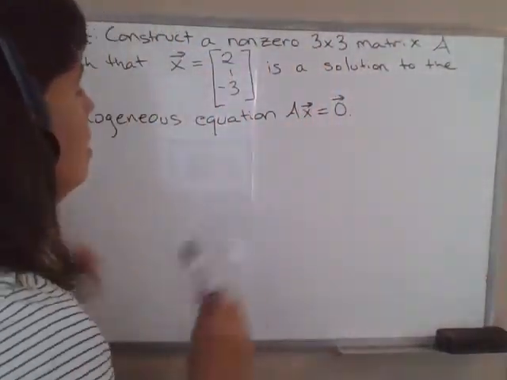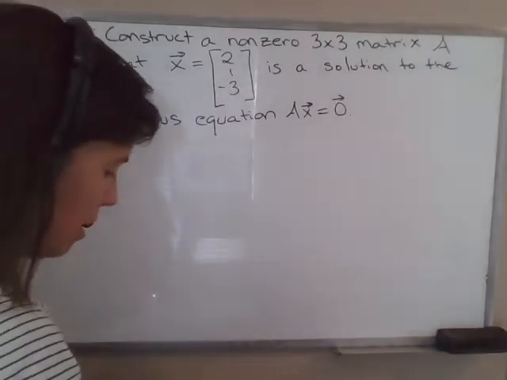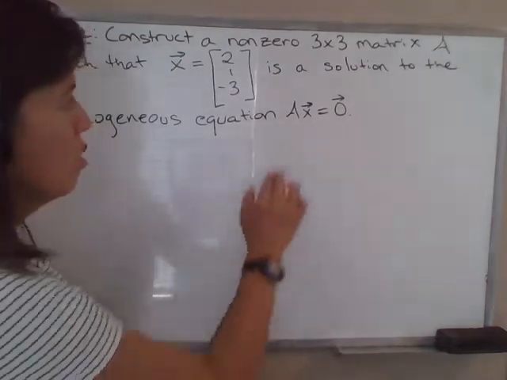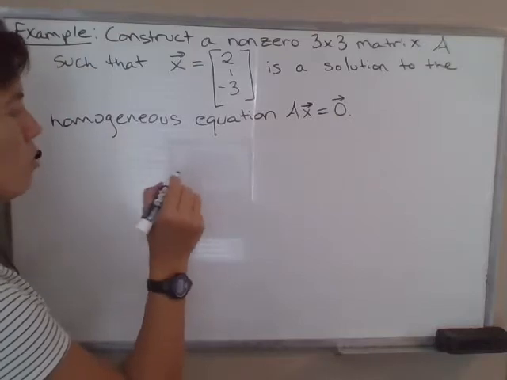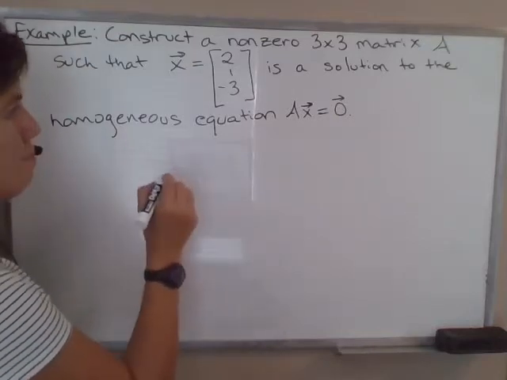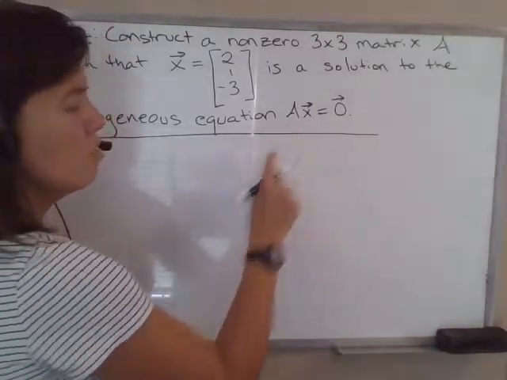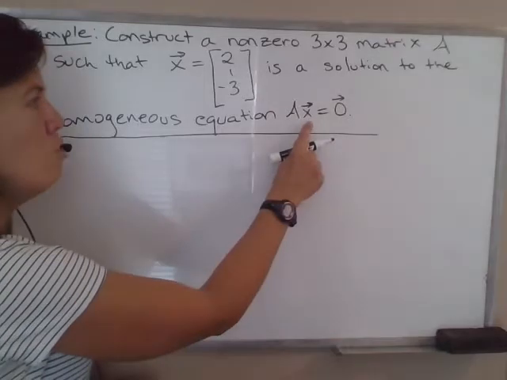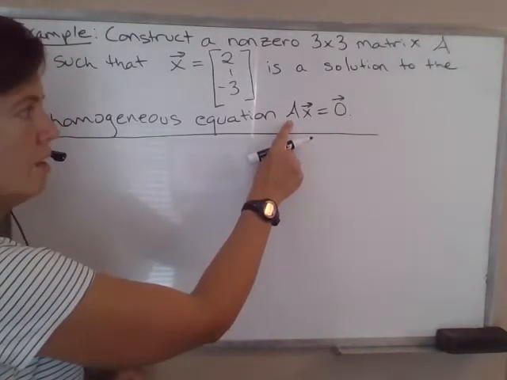The key here is the way that you think about the product A times X. Remember that the way to write out this matrix times a vector product is to think about the entries of the vector X times each of the columns of A.